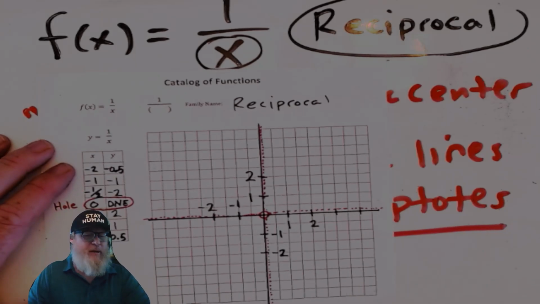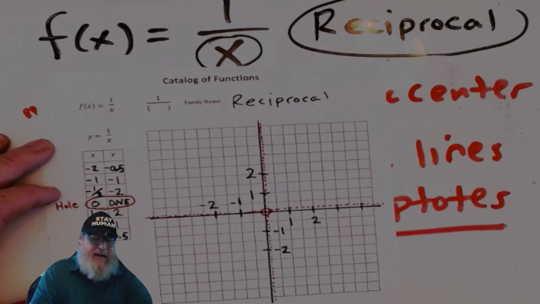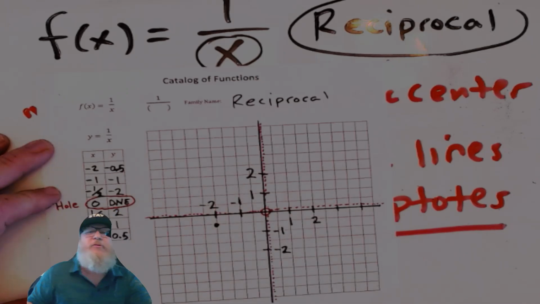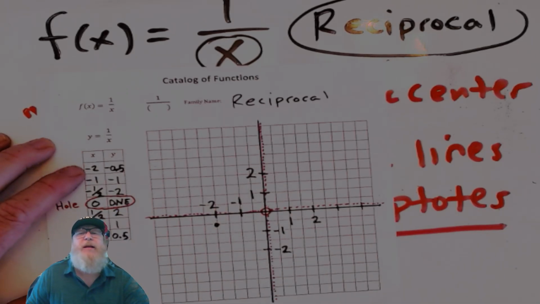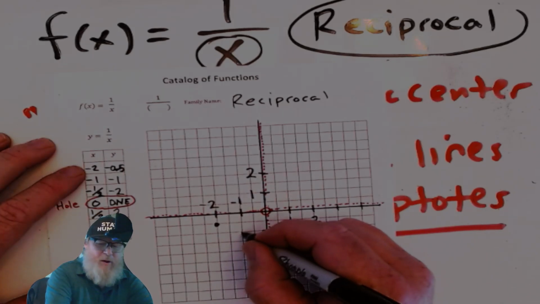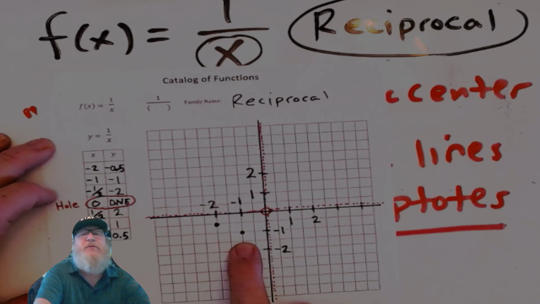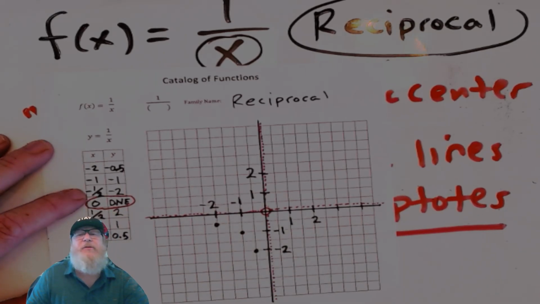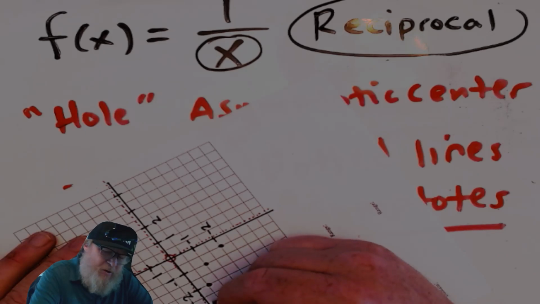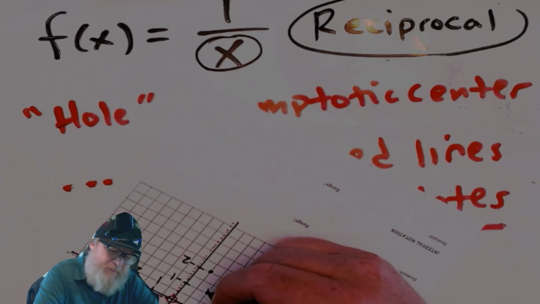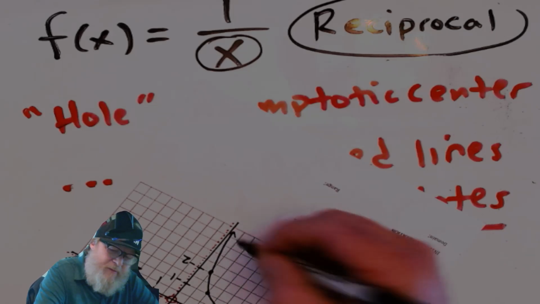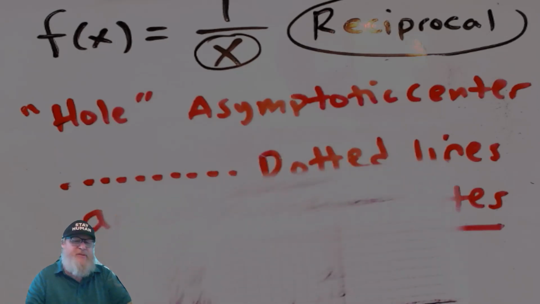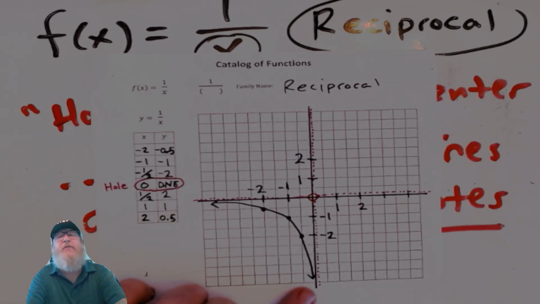So now we're going to plot the points. All right, (-2, -0.5) is right here in quadrant 3. (-1, -1) is right there, also in quadrant 3. (-0.5, -2) is right there, also in quadrant 3. Connect those 3 dots with a curve. And I usually put little arrow tips to indicate that the graph is going forever.